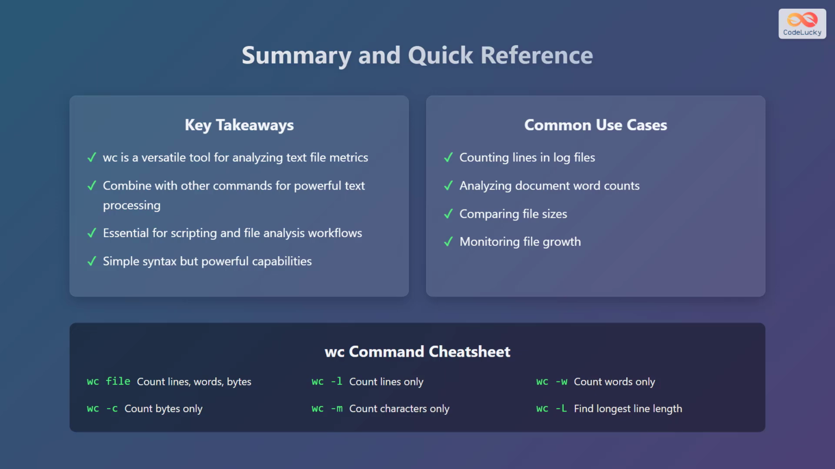wc file counts lines, words, and bytes. wc -l counts lines only. wc -w counts words only. wc -c counts bytes only. wc -m counts characters only. And wc -L finds the longest line length.